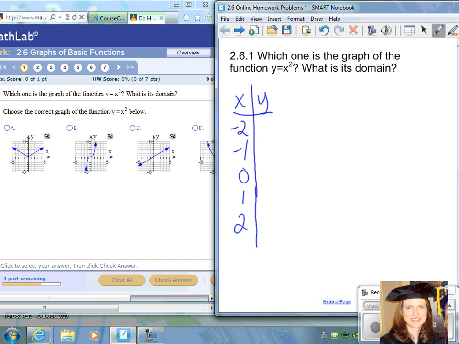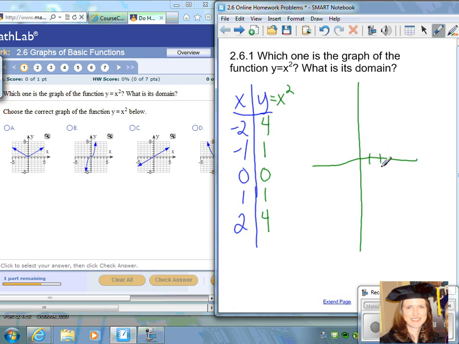So if I plug in -2 into the function where x is, y is equal to x squared. So -2 squared is a positive 4. Plug in -1 for x, -1 squared is a positive 1. Plug in 0 for x, you get 0. Plug in positive 1, you get 1. Plug in positive 2, you get 4. 2 squared is 4. Now we can translate those points to a graph.